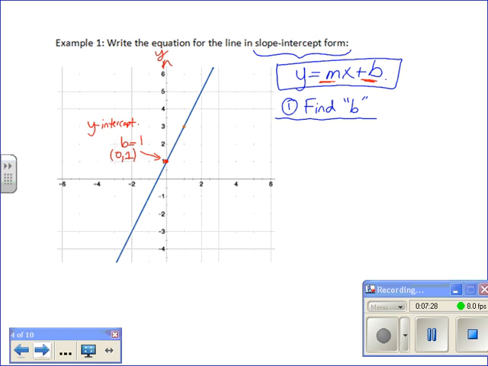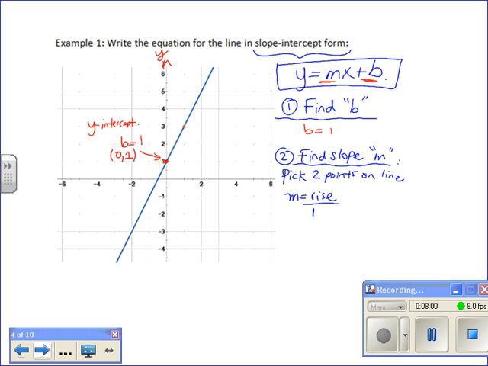So let's come on over here. So b is equal to 1. I'm going to put in a 1 for my b now. Okay, the second thing I have to do is find the slope. So I'm looking for m. How am I going to look for it? Well, I have to pick 2 points on my line, and I have to find the rise, and I have to find the run, and I'm going to write the rise over the run to figure out my slope.